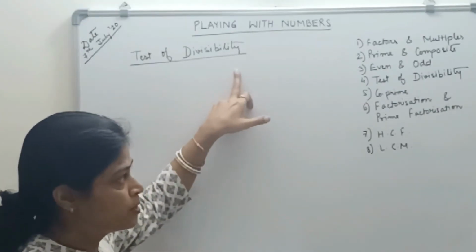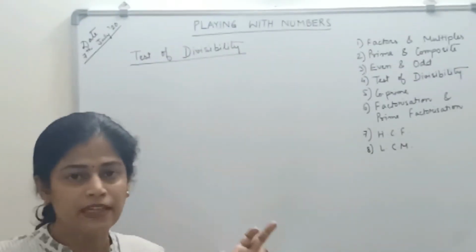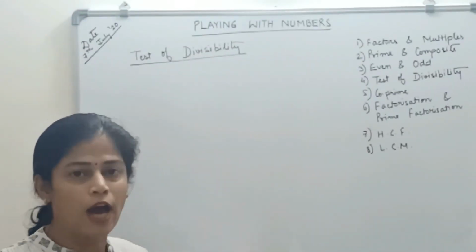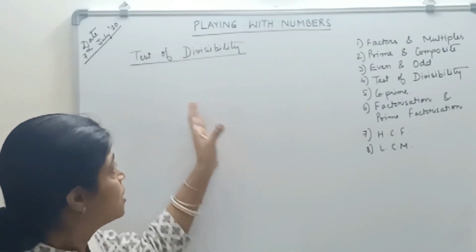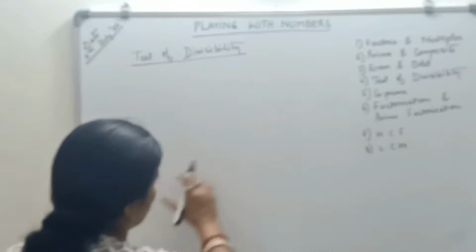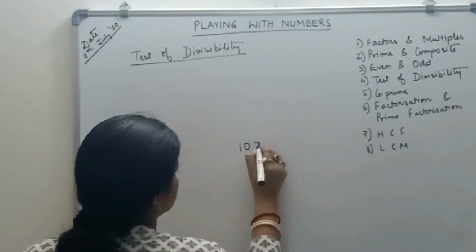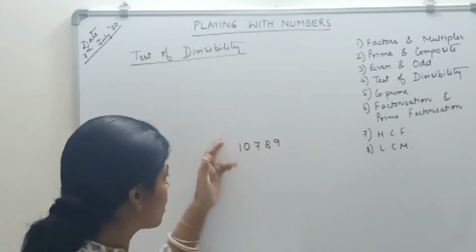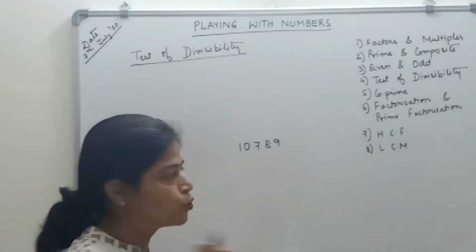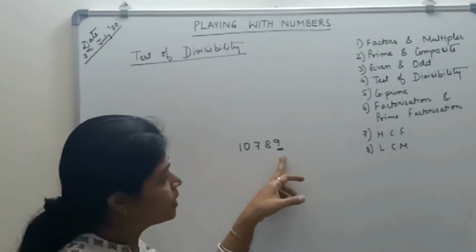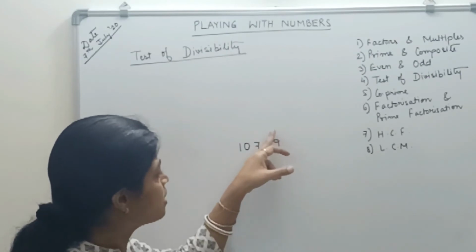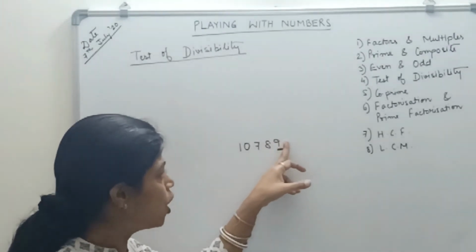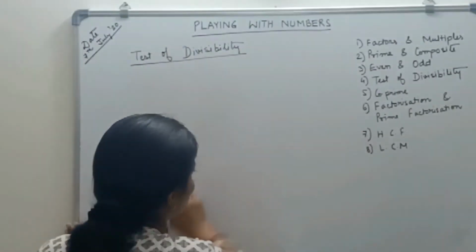Coming to test of divisibility. What does this mean? By seeing a number, can we say that the number is divisible by 2 or 3 or 4 or 5 or 6 or 7 and 8, like that. So this test means, normally if we have a large number, suppose 1078 9, and I want to know whether this number is divisible by 2, I have to divide it. Otherwise, some short form should be there. Suppose this number ends in 9. Will it be divisible by 2? No. How can we say? Because the last digit of the number is 9, so it is an odd number, so it will not be divisible by 2.